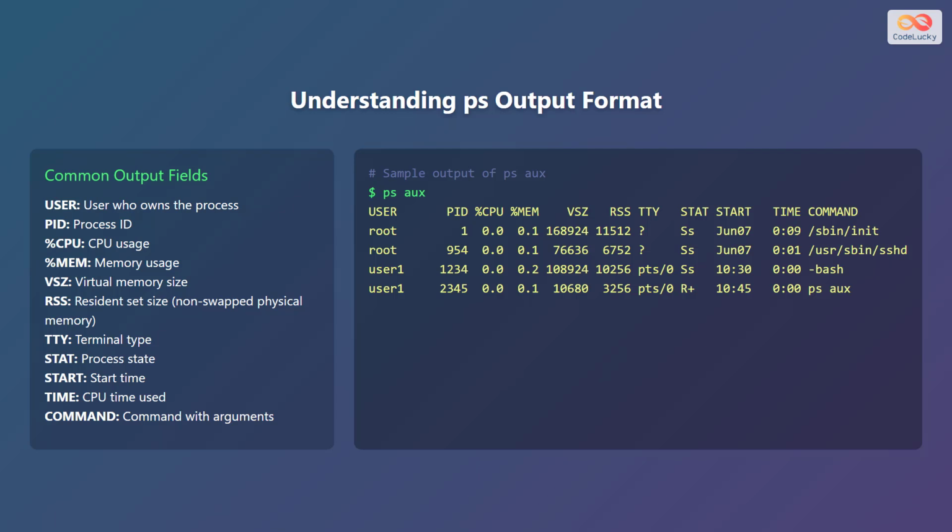TTY is the terminal type. STAT is the process state. START is the start time of the process. TIME is the CPU time used by the process. COMMAND is the command with arguments. Here's a sample output of the command ps aux. It shows these fields for various processes, including the init process, the sshd process, and a bash shell session.